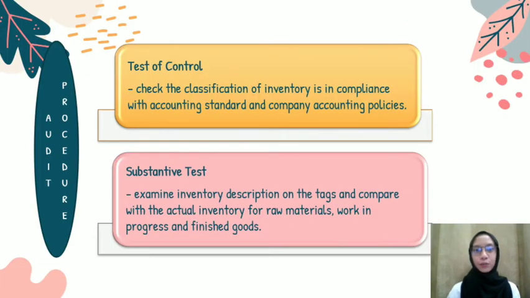Okay, for audit procedure, we have two types: the first one is test of control and the second one is substantive test. For test of control, the auditor can check the classification of the inventory, whether it is in compliance with accounting standards and company accounting policies. And for the substantive test, the auditor can examine the inventory description on the text and then compare it with the actual inventory for raw materials, work in process, and finished goods.